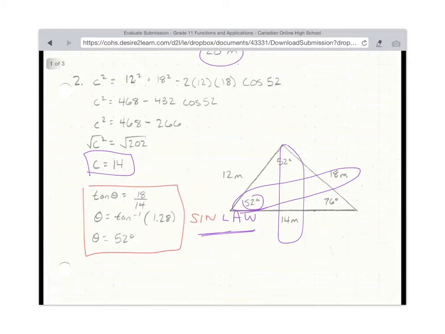So that can't be 52, and again, 14 can't be across from 52 if 18 is also across from 52, because if it's a bigger side, it should be across from a bigger angle. And the dead giveaway on this one for me was, here's 76, the biggest angle, and it ended up across from the smallest side. So something's definitely not right there, and that's how you know to go back and check your work.